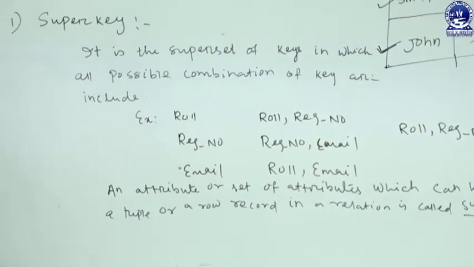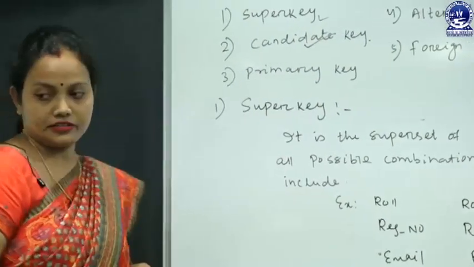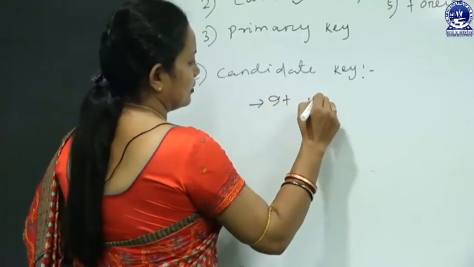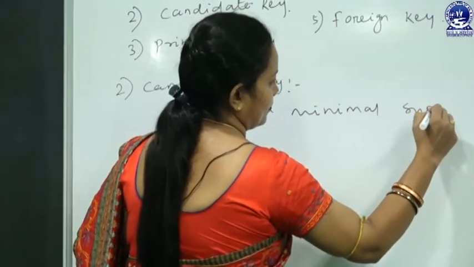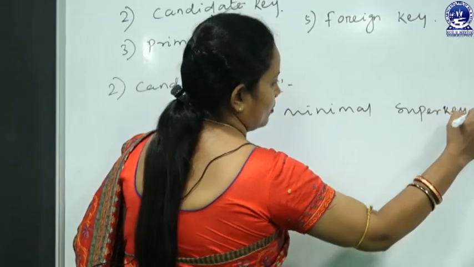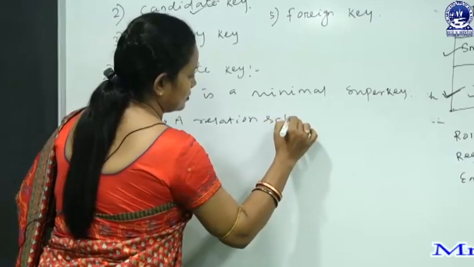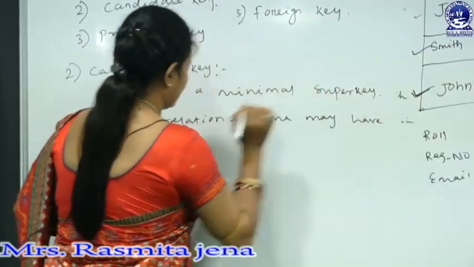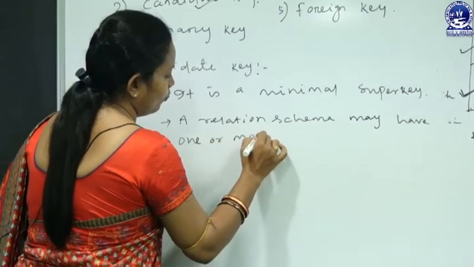Then next we will discuss the candidate key. A candidate key means it is a minimal subset of a super key. A relation schema may have one or more keys, right?